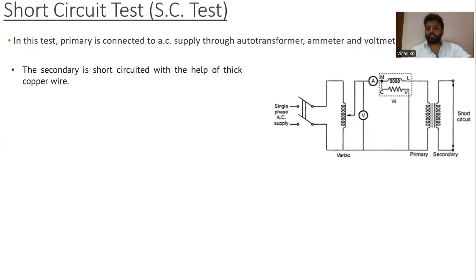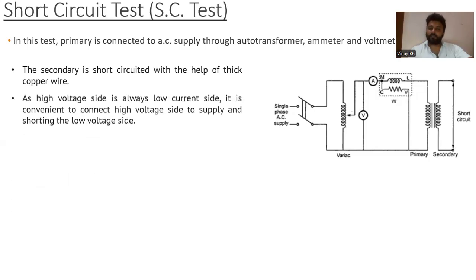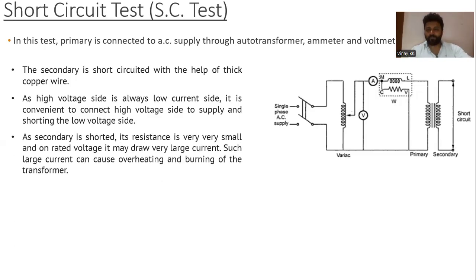The secondary is short circuited with the help of thick copper wire. As the high voltage side is always the low current side, as explained in the equivalent circuit diagram, it is convenient to connect the high voltage side to supply and short the low voltage side. In the open circuit test, you keep the high voltage side open and give supply to the low voltage side. In the short circuit test, the high voltage side you give the supply, and the low voltage side you short circuit. Keep that in your mind.